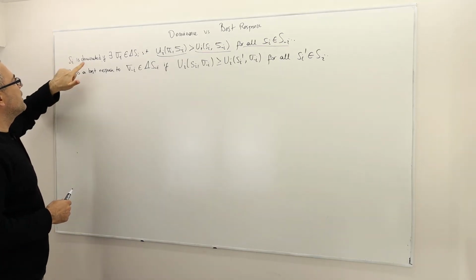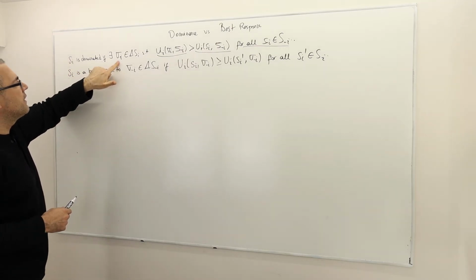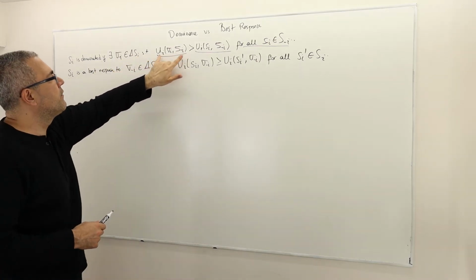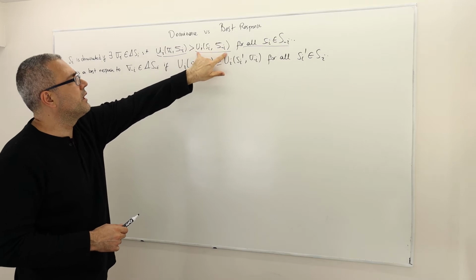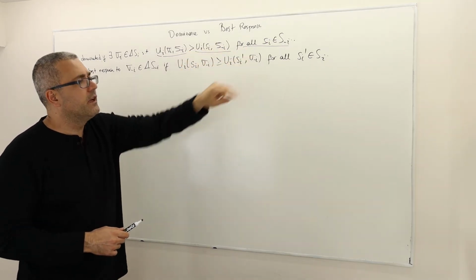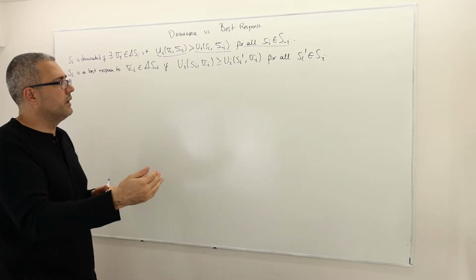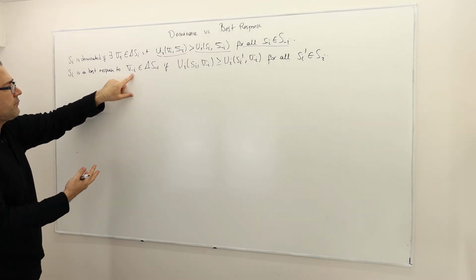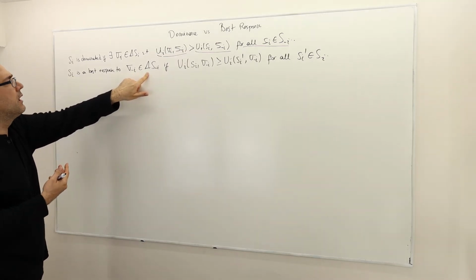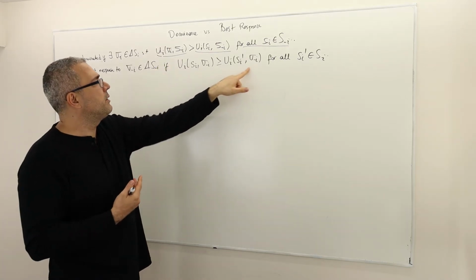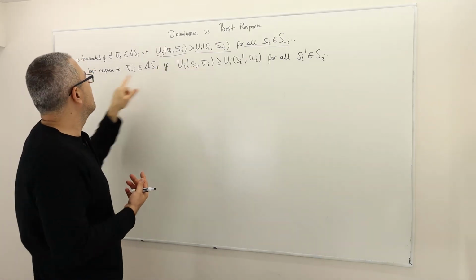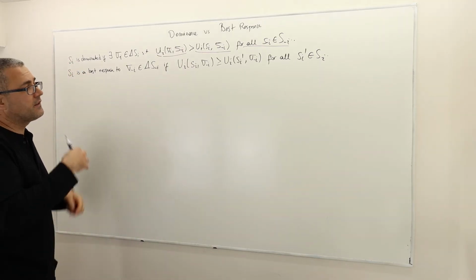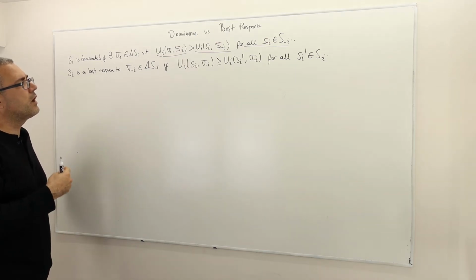So a strategy SI is called dominated if there exists some strategy, which is probably a mixed strategy, such that player I's payoff from playing this mixed strategy is greater than playing his strategy SI for every strategy profile belonging to his opponents. However, SI is called a best response to a belief about the opponent's play if player I's payoff is maximized when he plays SI. All right, so that's the relationship. These are the definitions of these two concepts.